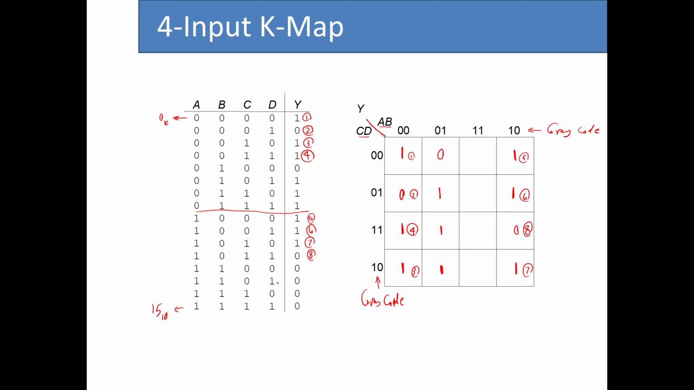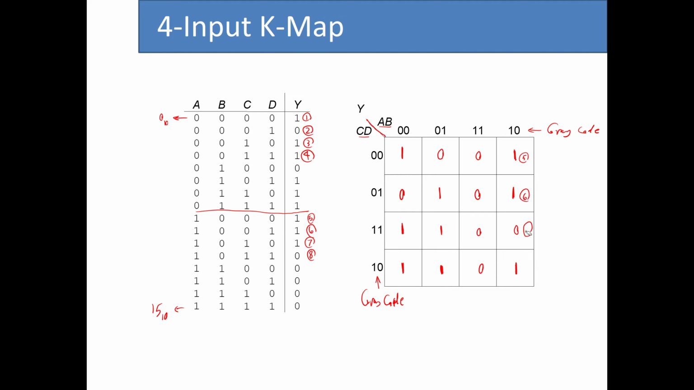And finally for the last four, we have 1, 1, 0, 0, which is 0. 1, 1, 0, 1, which is 0. 1, 1, 1, 0, which is 0. And finally 1, 1, 1, 1, which is 0. So now we have converted our truth table into the Karnaugh map.